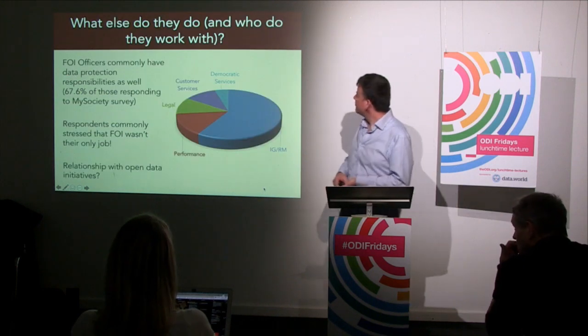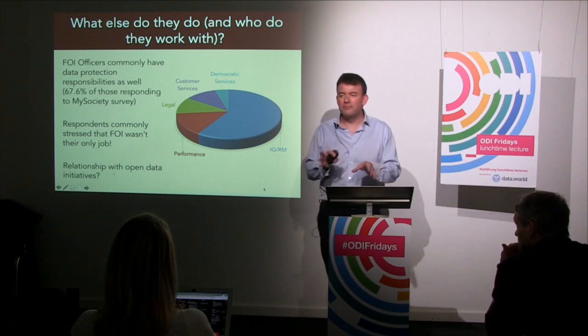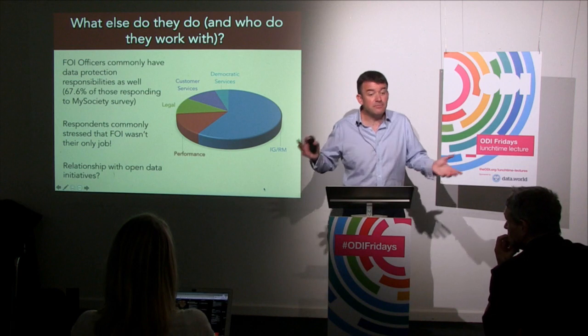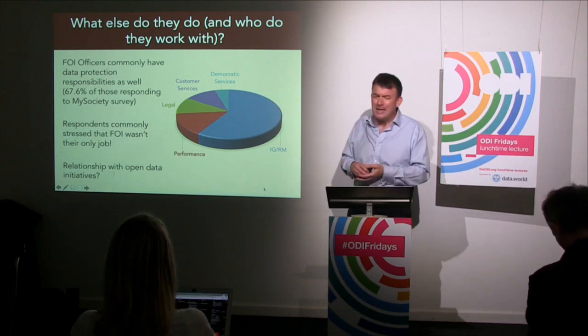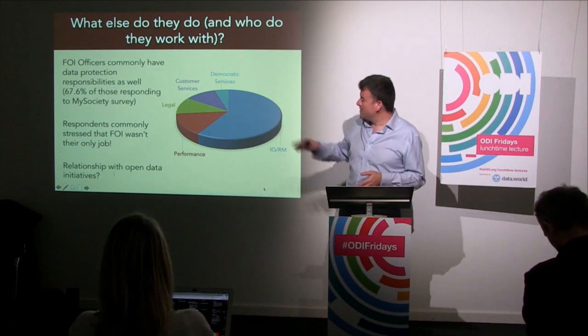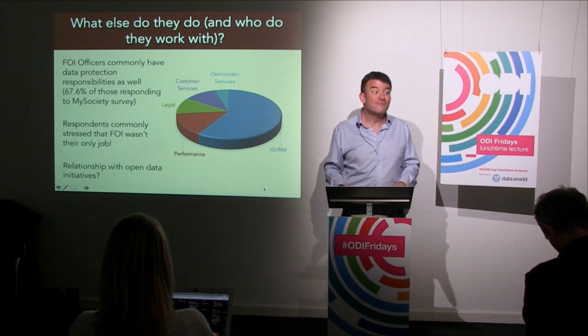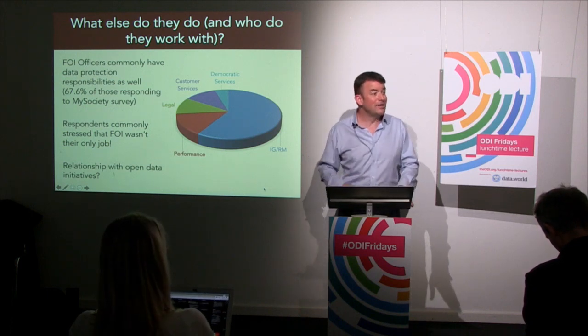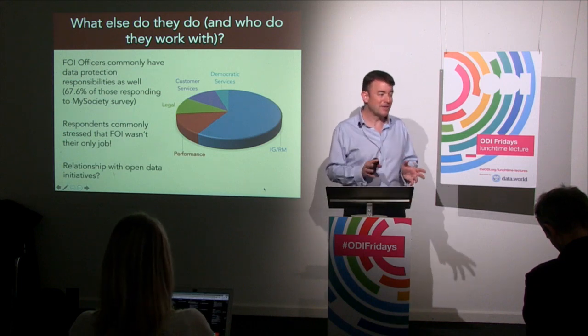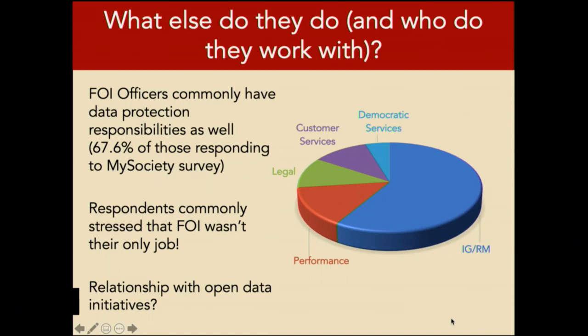What else do they do? Well, as I said earlier, very often freedom of information officers are doing lots of other things, or they're in teams that do lots of other things. And in fact, the reason I put an exclamation mark on this slide when I said respondents commonly stress that FOI wasn't their only job is that there were some really pointed remarks that I got back. And reading the My Society report, I think they had the same experience from FOI officers who were very clear: hang on, this is not my only job. I have to do lots of other things as well. This is hard work, and if we have problems with meeting deadlines, etc., it's because we are overstretched, perhaps because we're doing lots of other things.